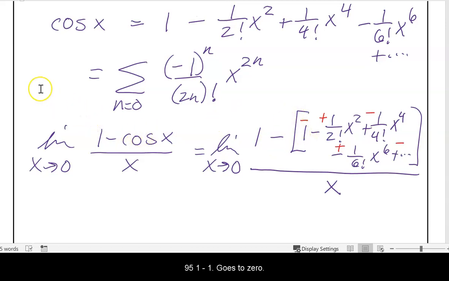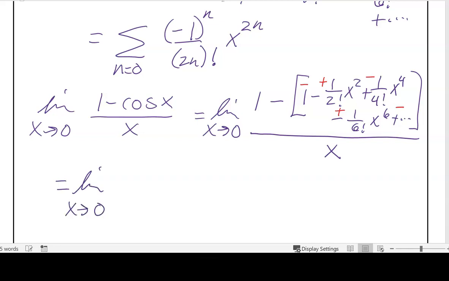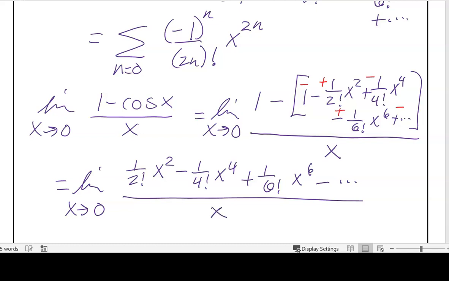And 1 minus 1 goes to 0, which means that in my next iteration, the 1's canceled, and I ended up with, when I have the signs changed, 1 over 2 factorial x squared minus 1 over 4 factorial x to the 4th plus 1 over 6 factorial x to the 6th minus dot, dot, dot, all over x.